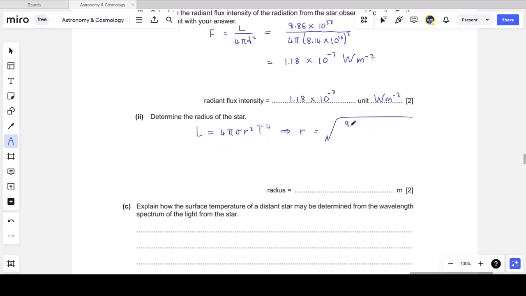Just for the lack of space, I'm going to put the values straight into this equation. 9.86 times 10 to the power 27, which is the luminosity, divided by 4 pi times sigma, the Stefan-Boltzmann constant, which will be in your data sheet, is 5.67 times 10 to the minus 8 in SI units, multiplied by the temperature, 9,830 Kelvin, and that's to the power 4.